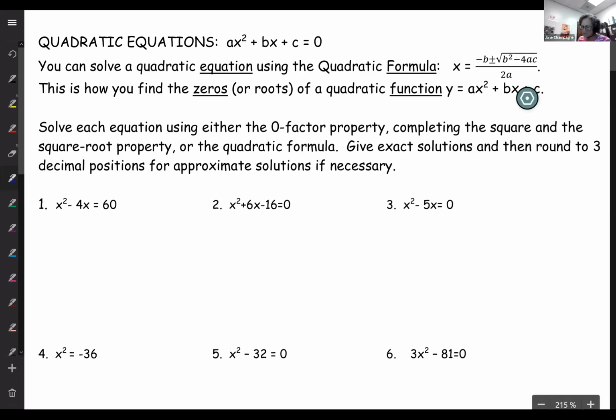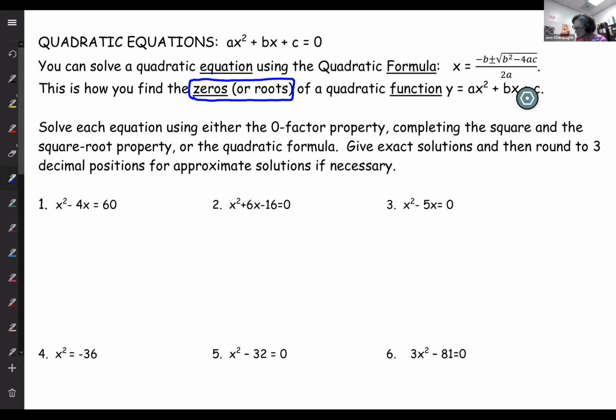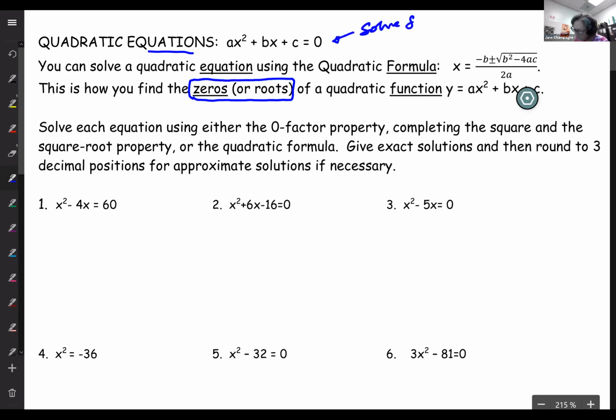Now notice it says that this is how you find what we call zeros or roots of what would be a corresponding quadratic function, y equals ax squared plus bx plus c. So we've got 2 different animals here. We've got the quadratic equation where it's something times x squared plus something times x plus some number equals 0, right? So that's our quadratic equation. And this one we want to solve for x, right?